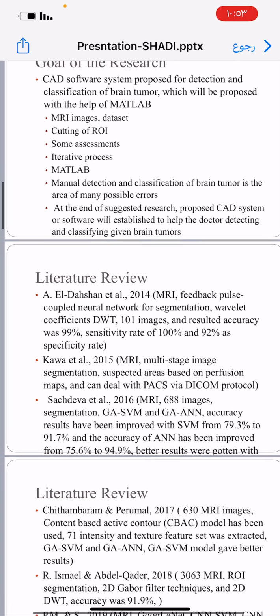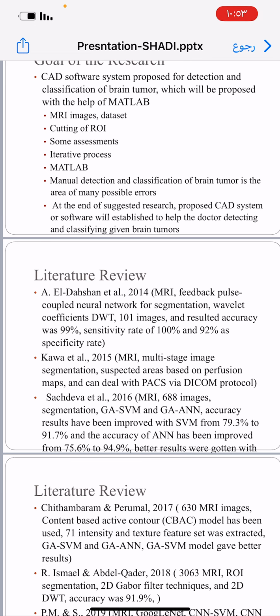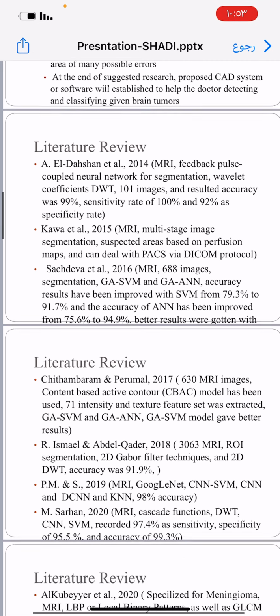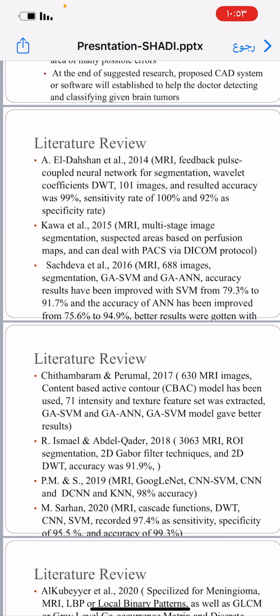Firstly, we have to have a data set, then cutting of the ROI. ROI stands for region of interest. And then some assessment; we will talk about performance assessments. It's an iterative process, so it's not a simple process to build that system. It's an iterative one, which we try many times. We have many works done in this area.